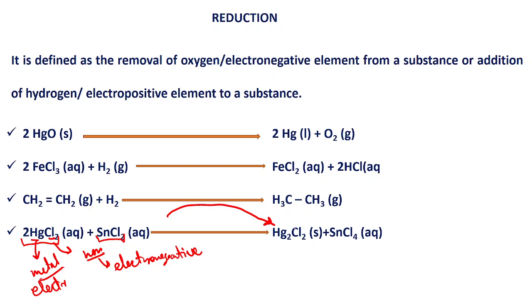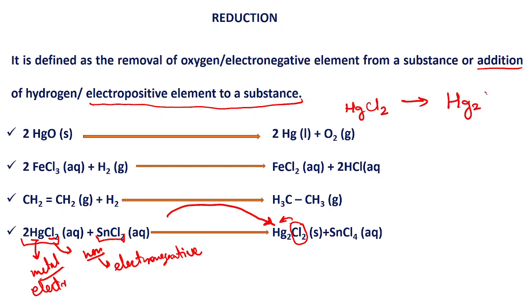So in this case, what is happening? One extra electropositive element is added, the addition of an electropositive element to a substance. What was my substance? My substance was HgCl2, and to it we have added another mercury, meaning one electropositive element is added here. So this is again a reduction.